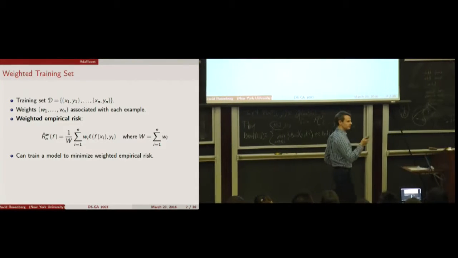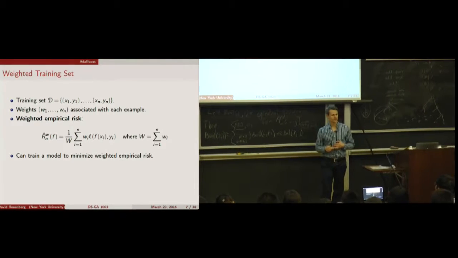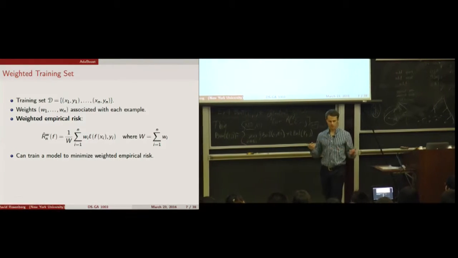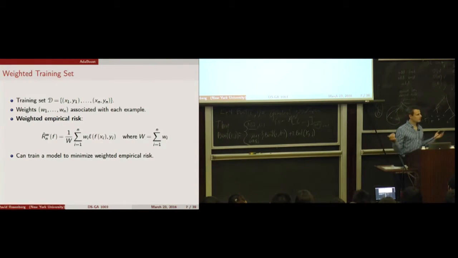Okay, duplicate the training examples. In what proportions? According to the weights. So the weights are non-negative. We have a weight for every training example. If we normalize the weights so they sum to 1, what does that turn into? This is like a probability distribution on the examples.